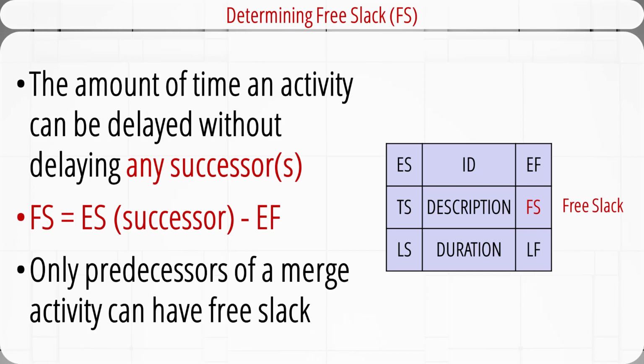Another type of slack is called free slack or free float. It's the amount of time an activity can be delayed without delaying any immediate successors. It measures how long an activity can exceed its early finish time without affecting early start times of any successors.